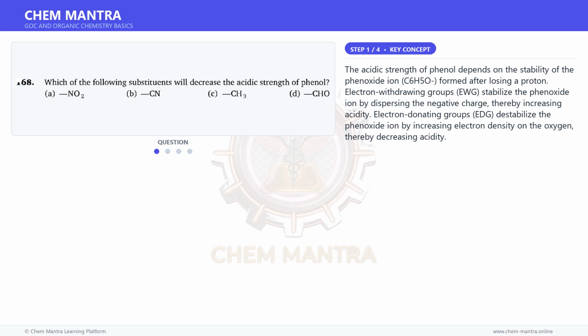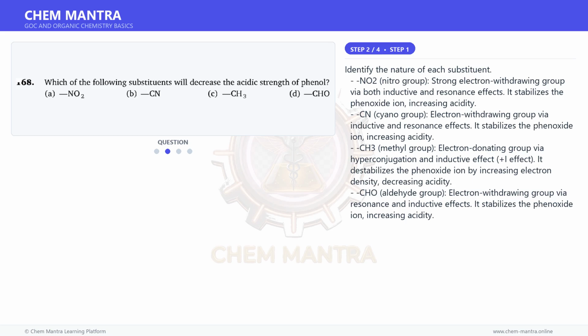The acidic strength of phenol depends on the stability of the phenoxide ion, C6H5O-, formed after losing a proton. Electron withdrawing groups, EWG, stabilize the phenoxide ion by dispersing the negative charge, thereby increasing acidity. Electron donating groups, EDG, destabilize the phenoxide ion by increasing electron density on the oxygen, thereby decreasing acidity.